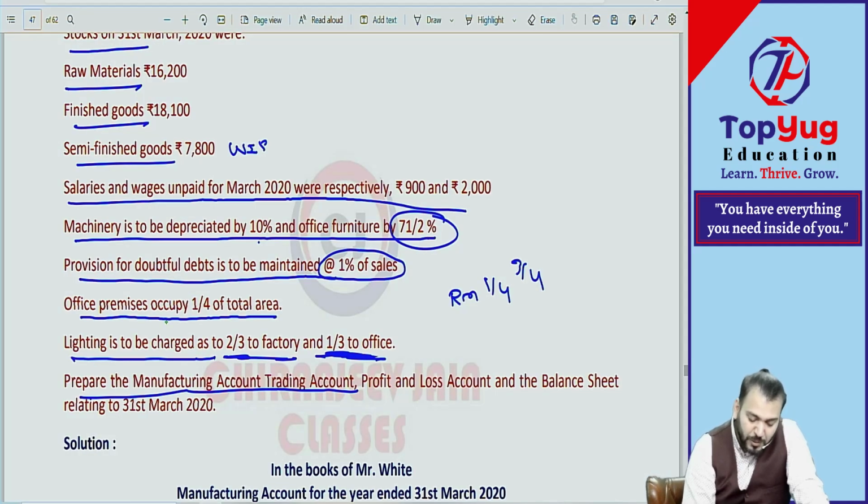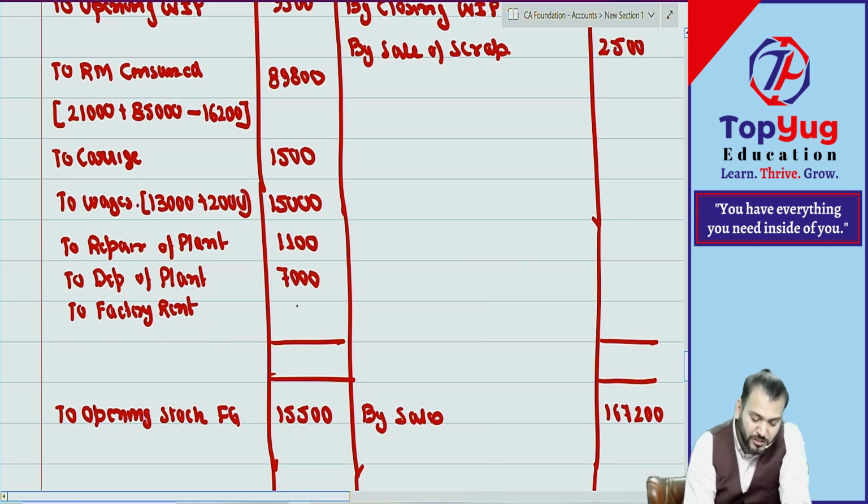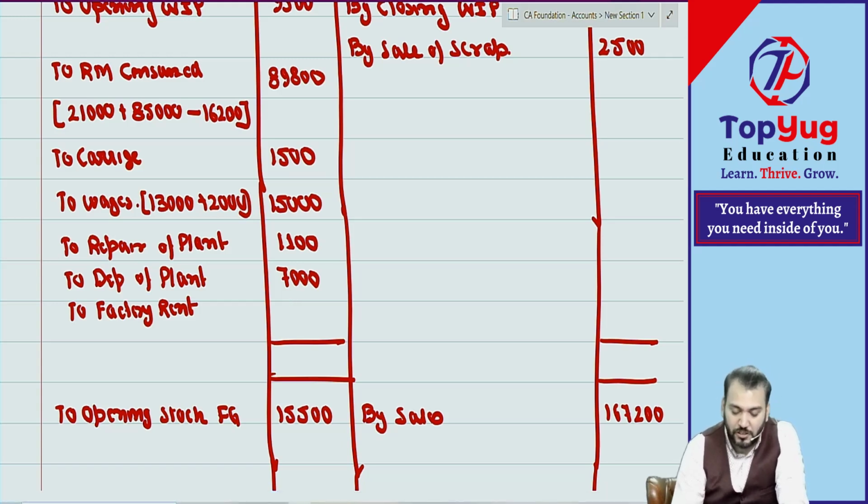They have given office premises occupy 1/4 of total area. So office is 1/4 and balance is factory. So 3/4 is factory, correct? So 3/4 is coming how much? Total rent is what? 6,000 into 3 by 4.